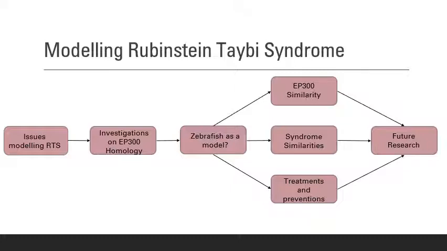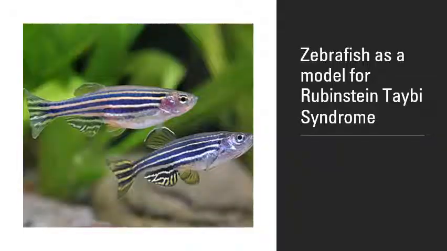And so this led into three areas of research that they focused on. One is, of course, the similarity of EP300 between zebrafish and humans. Additionally, they also wanted to see whether zebrafish with EP300 knockouts showed actual phenotypic similarities to RTS. And then additionally, can we use this for potential treatments or preventions and future research? And so hopefully now we can figure out whether zebrafish act as a good model for Rubinstein-Taybi syndrome.